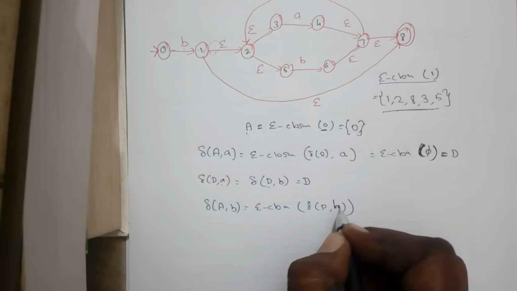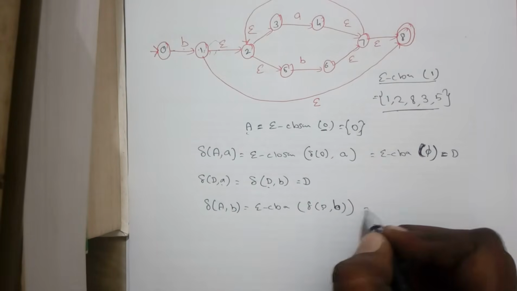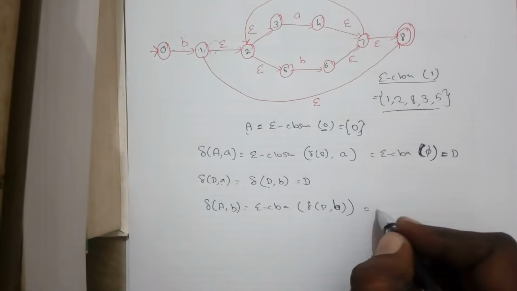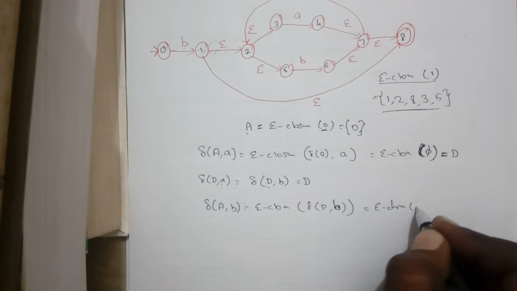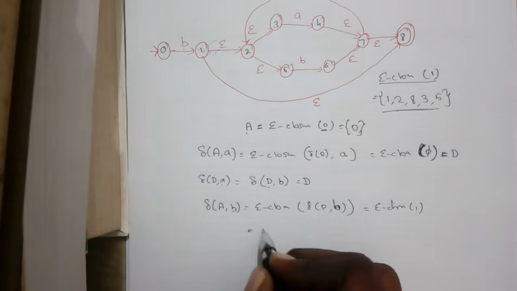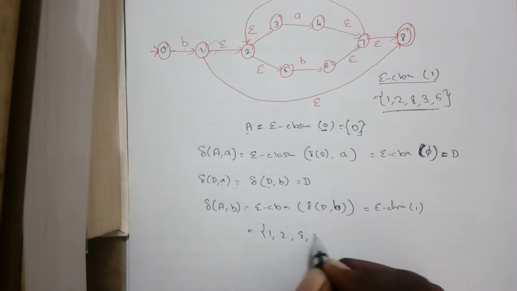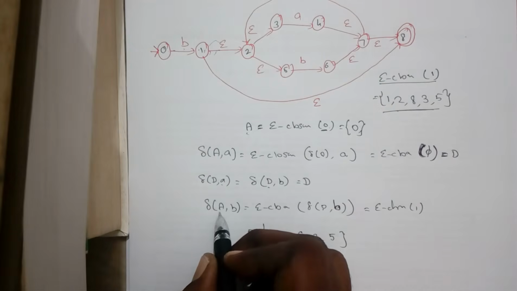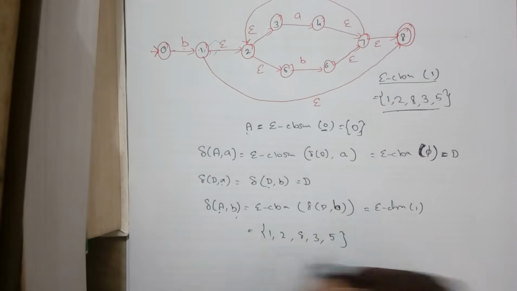Now 0 on input as B. We have to find the transition of 0 on B. 0 on the input as B goes to state 1. So it is E closure of state 1. We already have found what is E closure of state 1. So that is 1, 2, 8, 3 and 5. So this transition of A, when the input is B, we have a set of transitions.